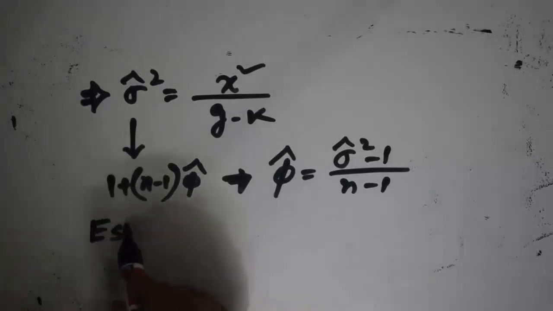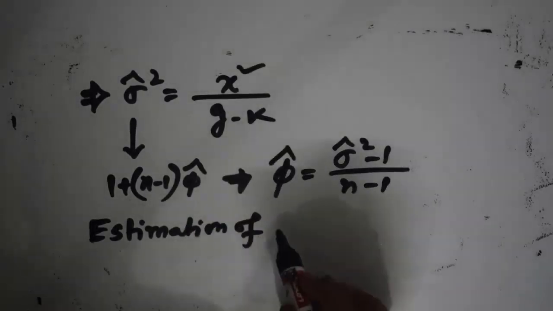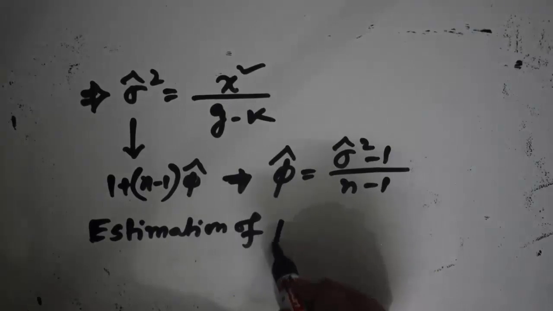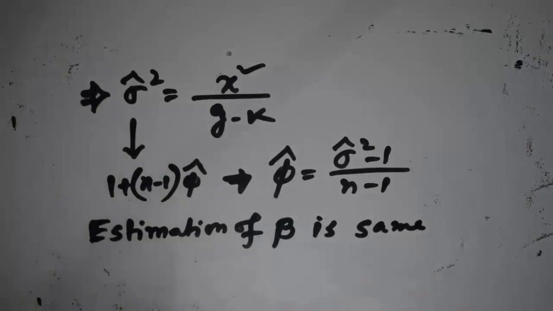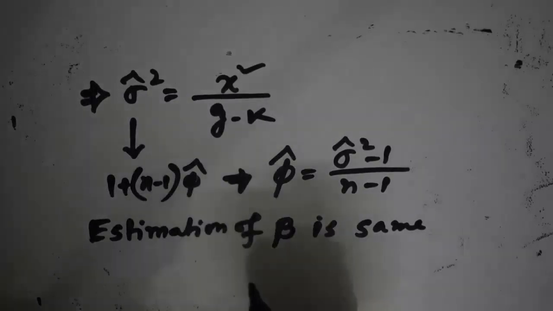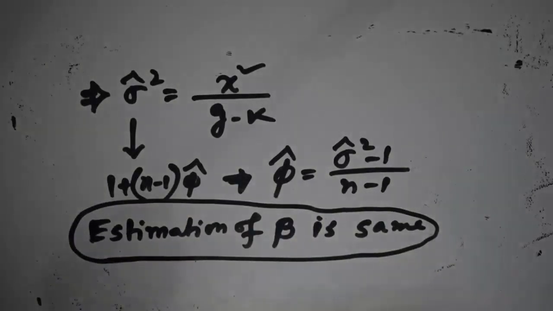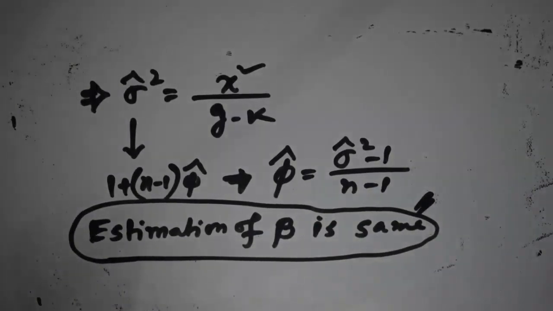Note that estimation of beta in this case, that is the overdispersion situation, is the same as the situation where no overdispersion occurs. So this is the point. You also check this thing. Estimation of beta is unchanged.